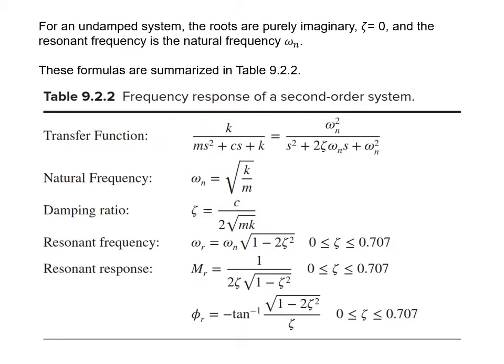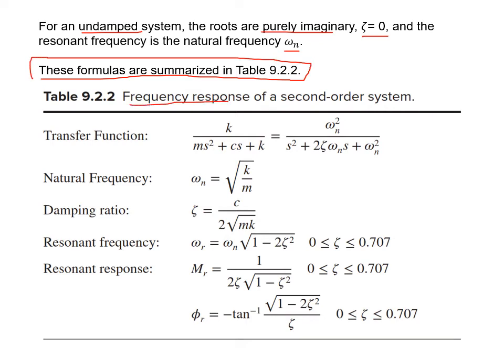Now for the example of an undamped system, the roots are purely imaginary. So our damping factor is equal to 0, and our resonant frequency is the natural frequency, omega sub n. The formulas are summarized here in table 9.22 from our textbook, which shows the frequency response of a second order system. So we have our transfer function, natural frequency omega sub n, our damping ratio, our resonant frequency, and our resonant response shown by these relationships.